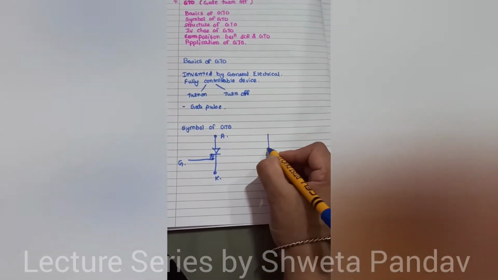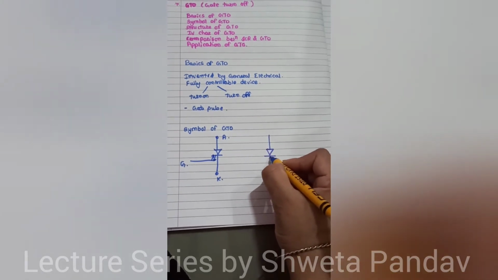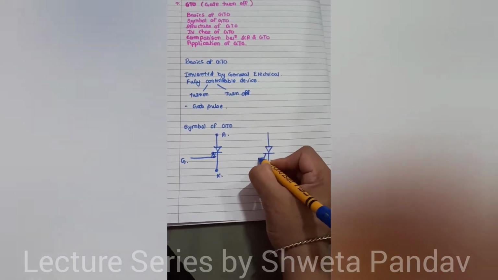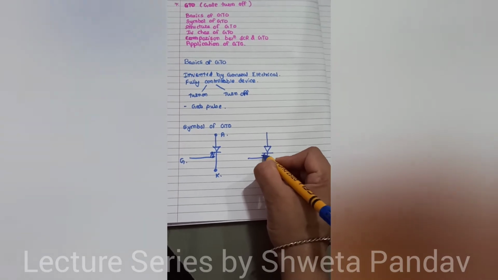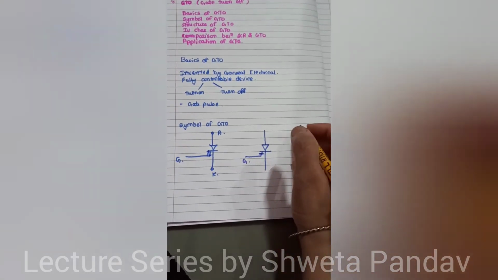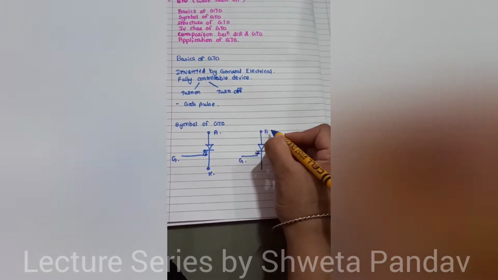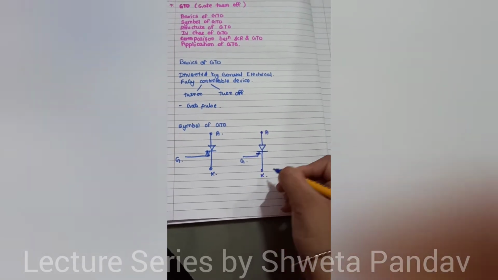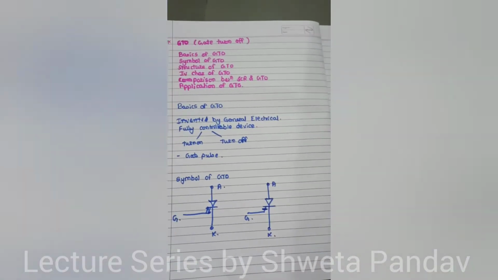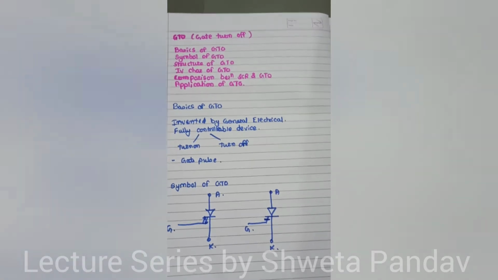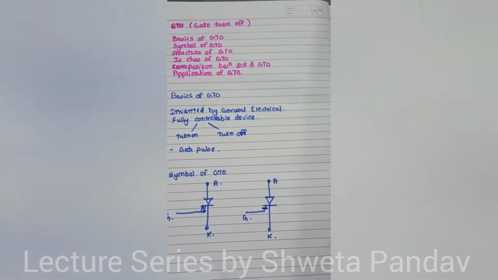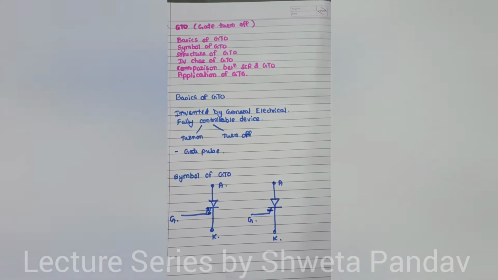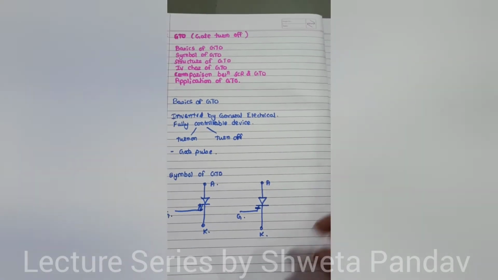Otherwise we can draw one more type of symbol for this. If the gate signal is drawn like this, so this is the symbol of the gate turn off device, the gate turn off thyristor. Let us see the structure of GTO.